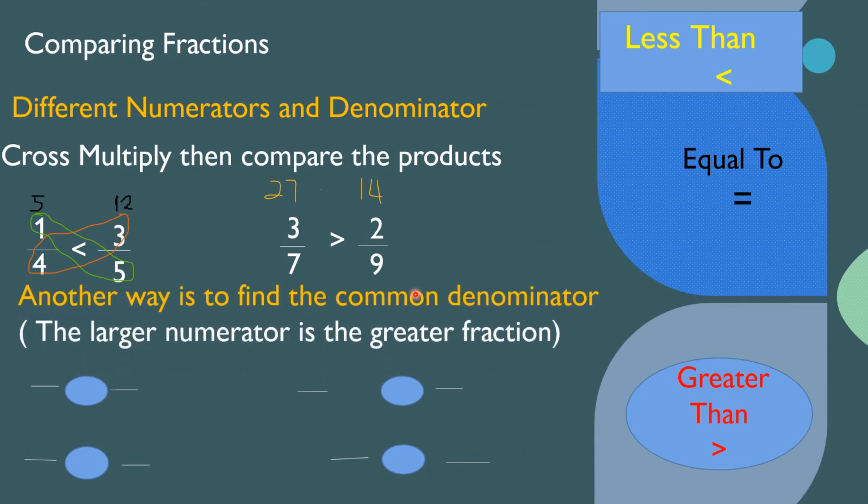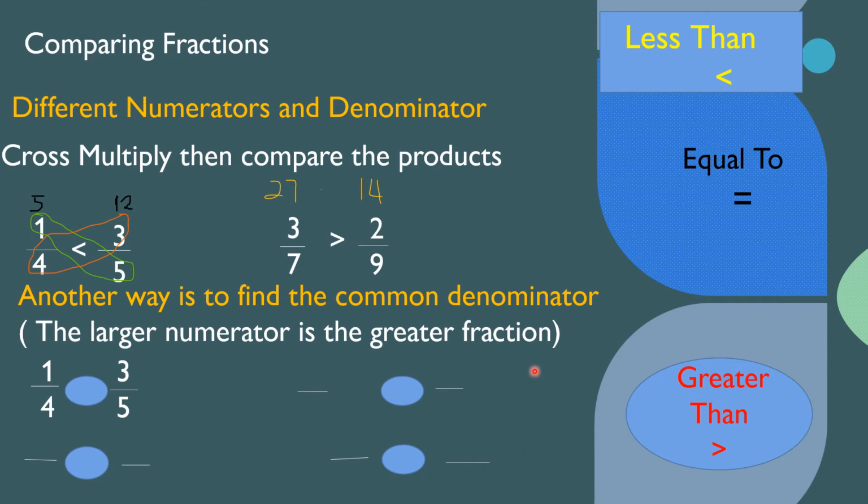Another way to compare is to find the common denominator. The larger numerator is the greater fraction. So, ibig sabihin dito, gagawin natin silang similar fractions. Gawin natin na magkapareho ang denominator at sabi dito, yung mas malaki na numerator ay mas malaking fraction. The larger numerator is the greater fraction pag sila ay pareho na ng denominator. So, madali lang to actually. Turo ko sa inyo ang technique.